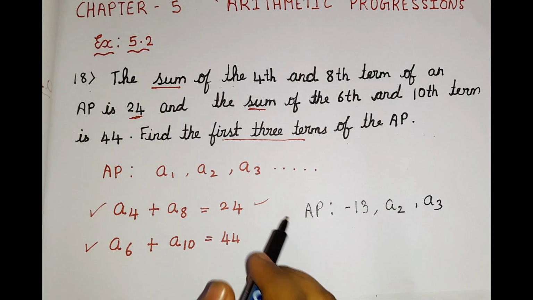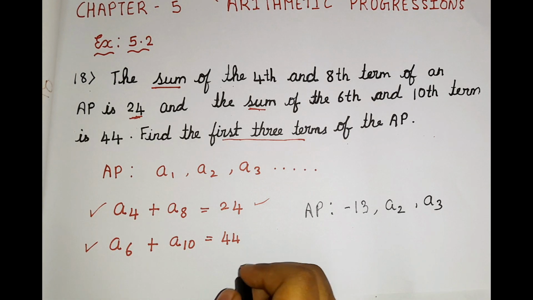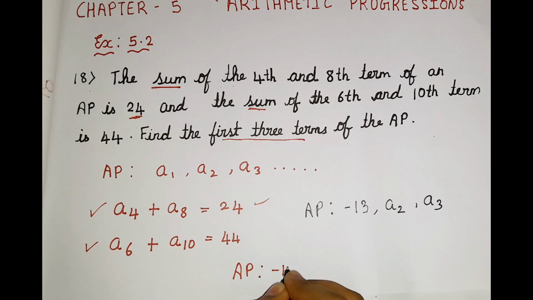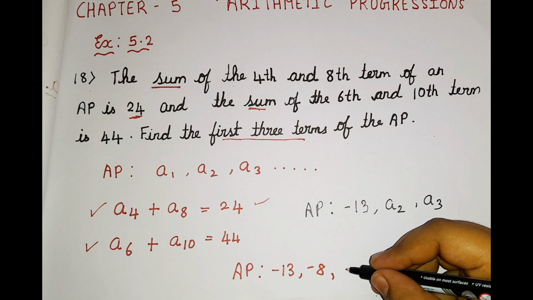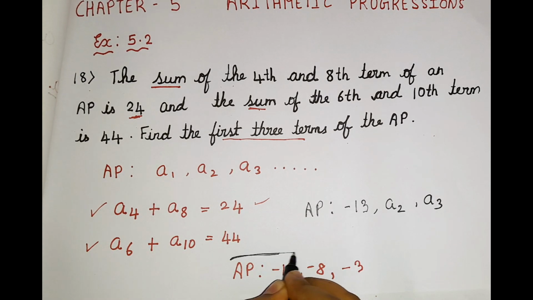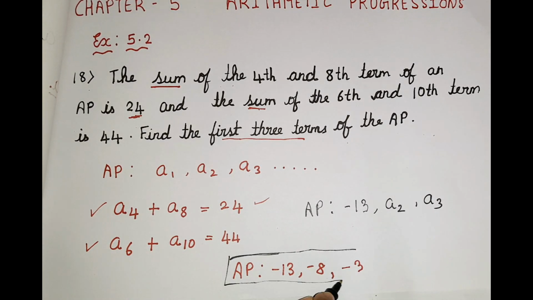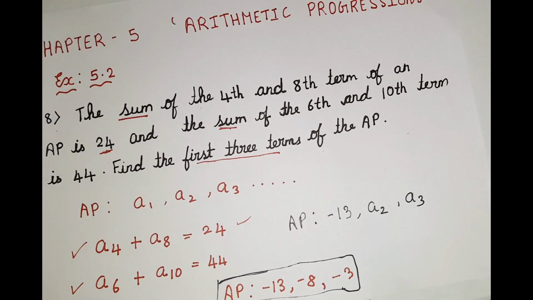Now, since we got the values for the AP, let us write it as it is. AP is equal to: A1 value is minus 13, comma, and A2 value is minus 8, comma, and then A3 value is minus 3. So this is what we are supposed to find, right? This is our answer.